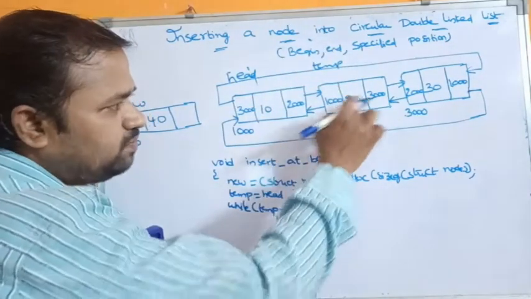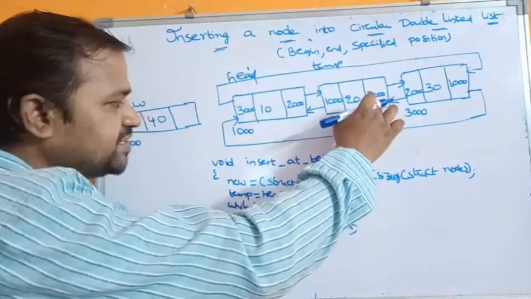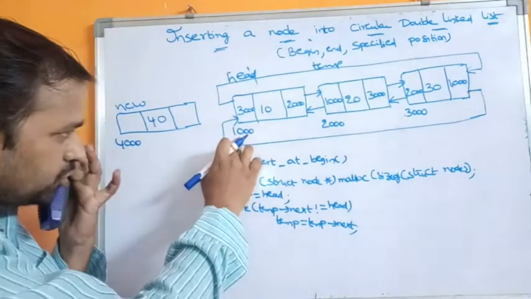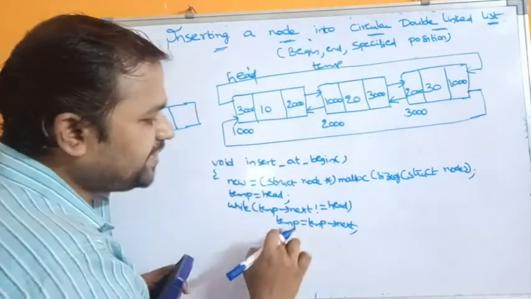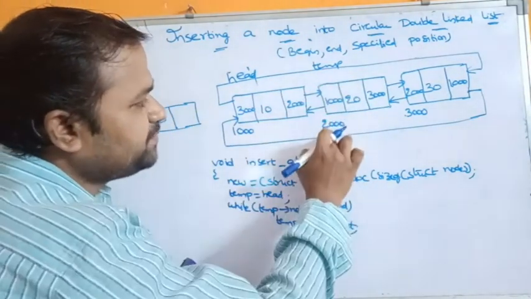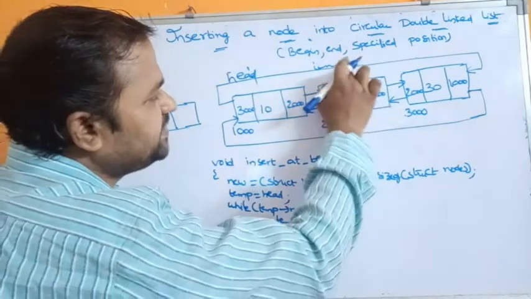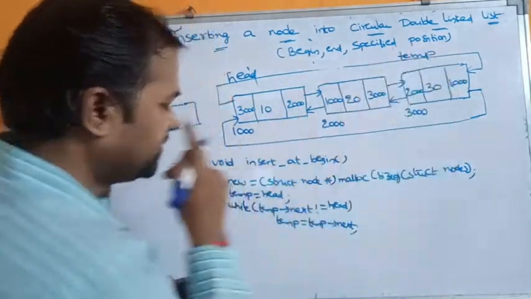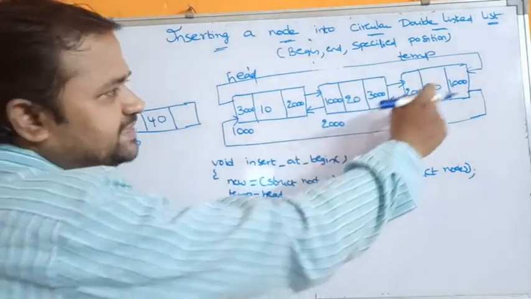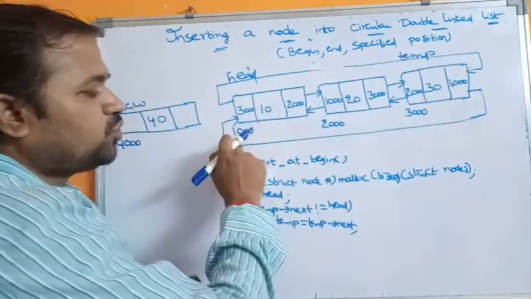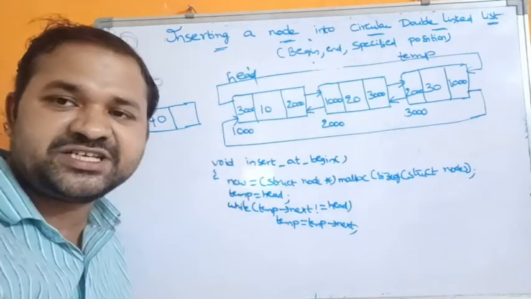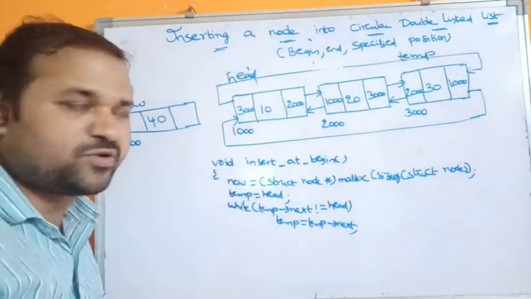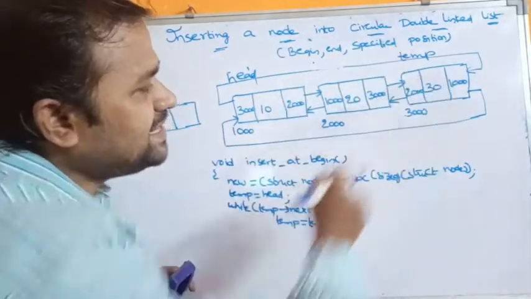Temp means 2000. 2000 next means 3000. So 3000 is not equal to 1000. Condition is true. So temp is equal to temp arrow next. So temp means 2000, 2000 next means 3000. So temp will be placed at 3000 memory location. So temp means 3000, 3000 next means 1000. So 1000 is not equal to 1000, condition is false. So the control comes out from the while loop. Now the temp is at the last node.